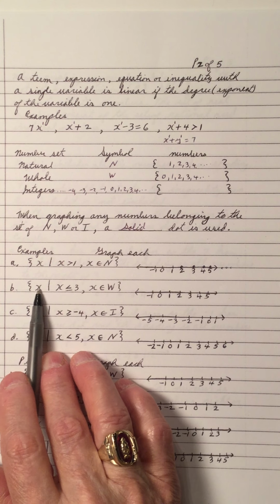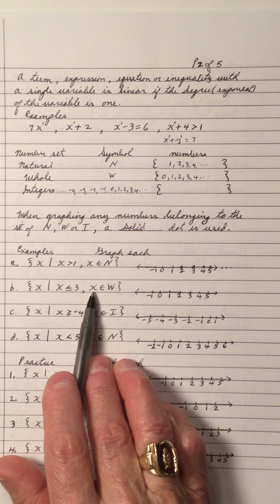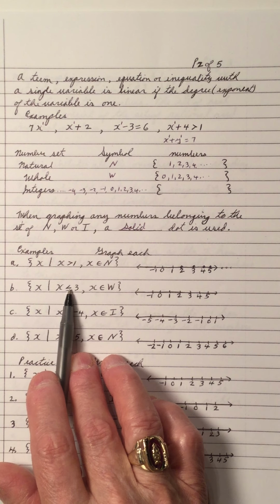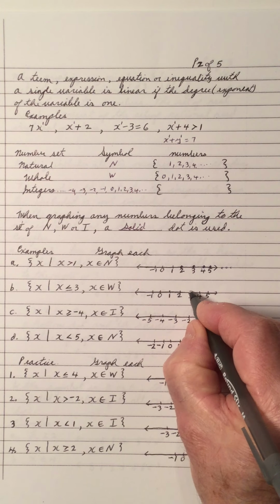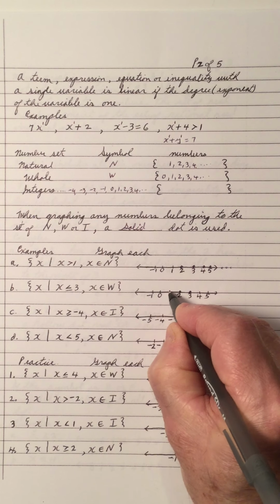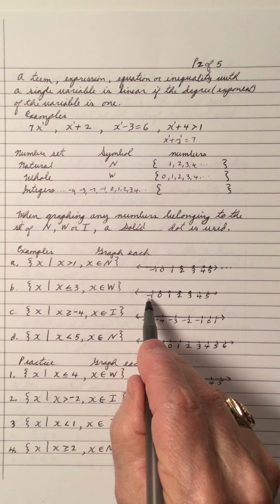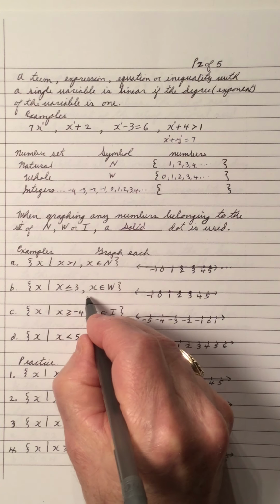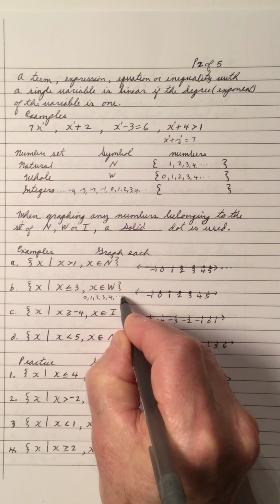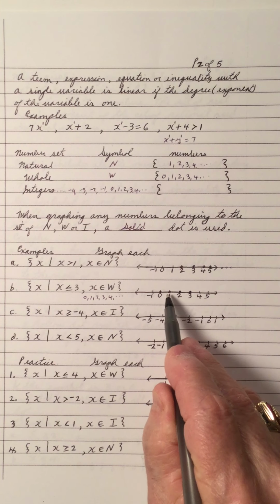B, this is the set of all x such that x is less than or equal to 3, where x belongs to the whole numbers. So we have to go less than or equal to 3. We have to have a 3 because it says equal to. Less than 3 is a 2, and a 1, and a 0. But we can't go to -1 because the whole numbers are 0, 1, 2, 3, 4, etc. So we can only put dots on the 3, 2, 1, 0.